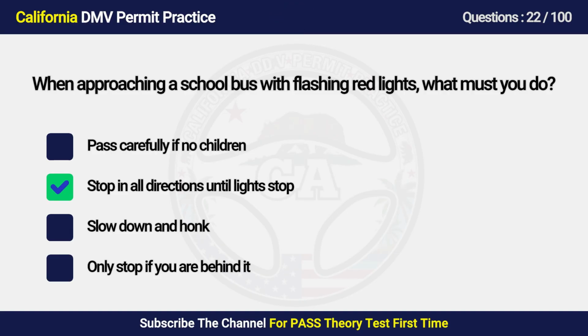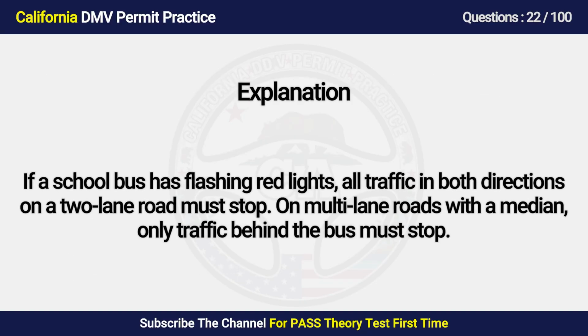Answer is B. Stop in all directions until lights stop. If a school bus has flashing red lights, all traffic in both directions on a road must stop. On multi-lane roads with a median, only traffic behind the bus must stop.